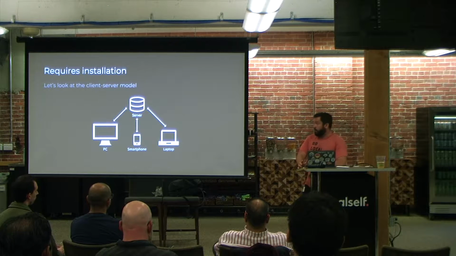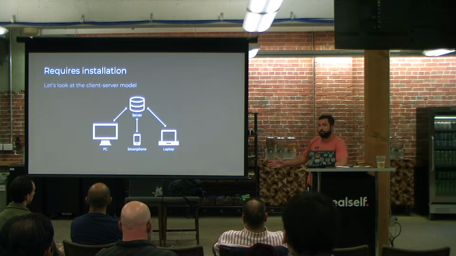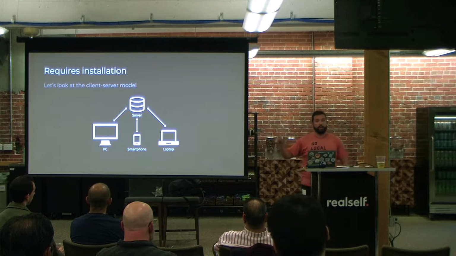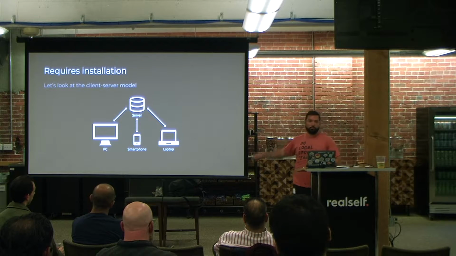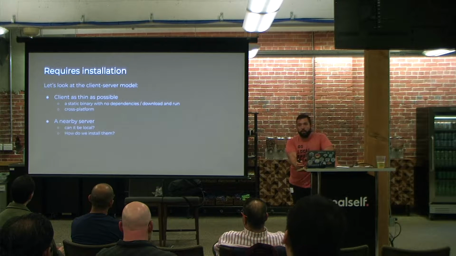My idea is that the thin client that we have nowadays is Docker. Most developers have Docker installed on their machine. So my idea is to use Docker on the machines as that thin client that organizes the access to the server. So the client needs to be as thin as possible. And I use Go for everything.